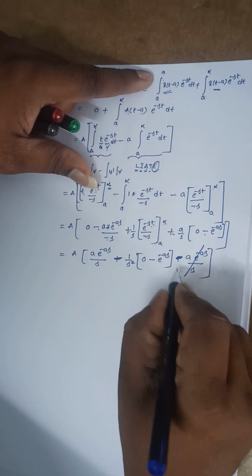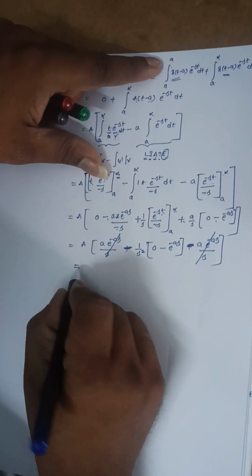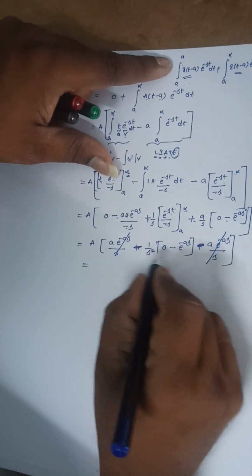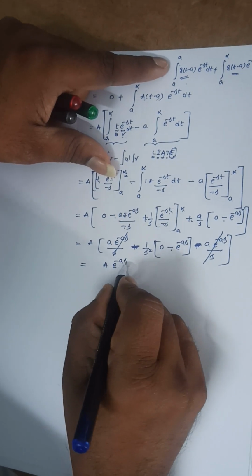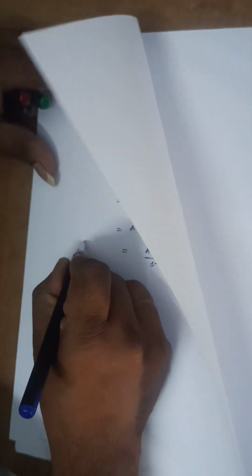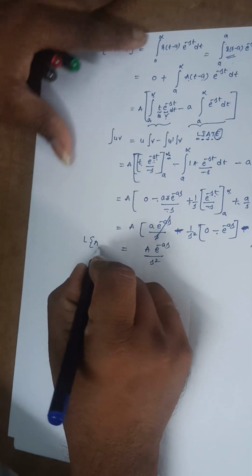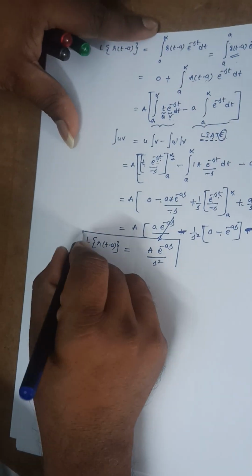So this minus into minus a into e power minus as by s will get cancelled. Finally, what we got here is a into e power minus as divided by s square. So finally the Laplace transform for this shifted or delayed ramp function is this one.